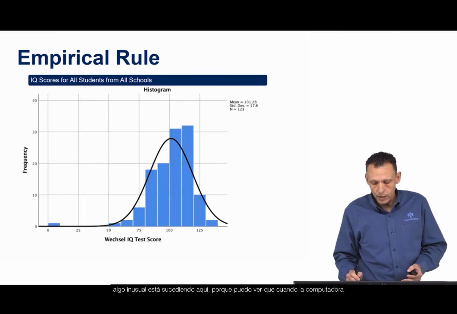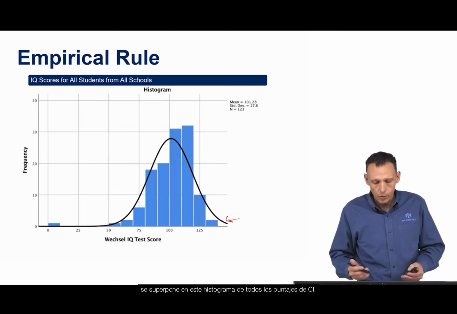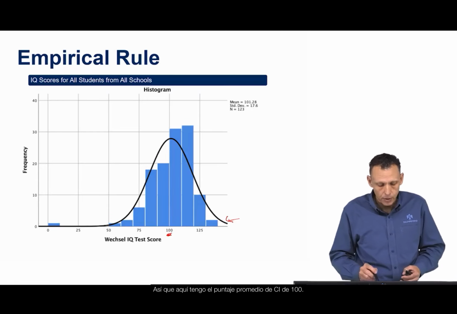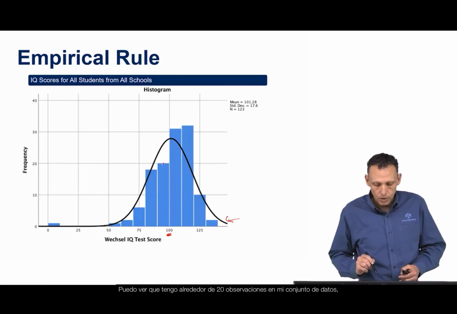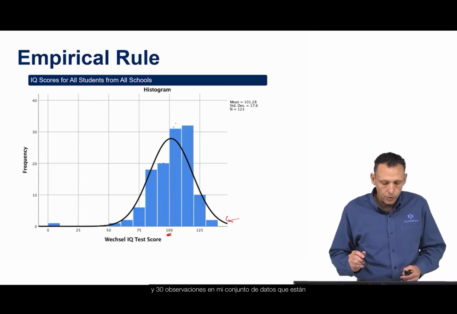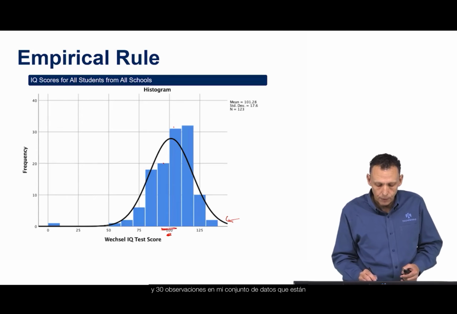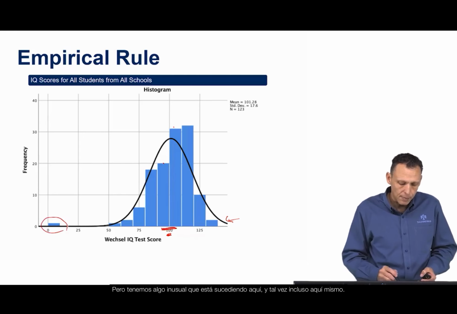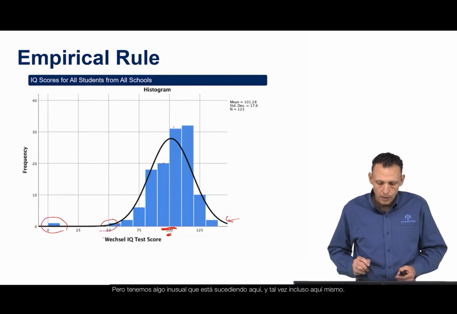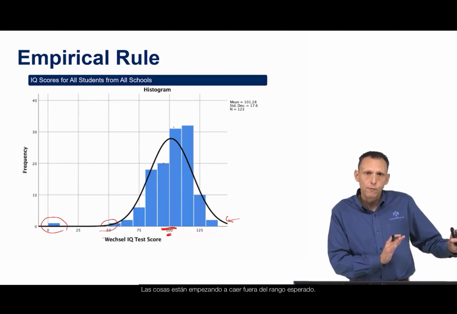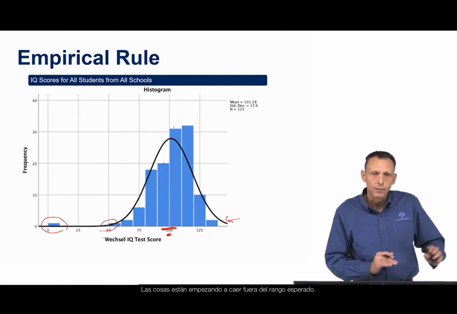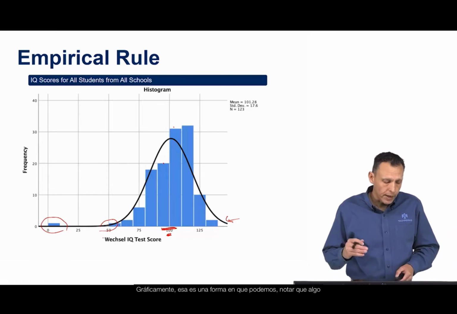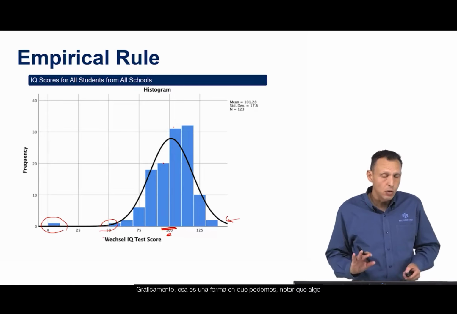I can see that the computer is overlaying on this histogram of all the IQ scores, here I have the IQ score average of 100. I can see I have about 20 observations in my data set, and 30 observations in my data set that are roughly close to this mean value. But we have something unusual happening here and maybe even right here. Stuff is starting to fall outside of the expected range. So graphically, that's one way that we can notice that something unusual is happening.